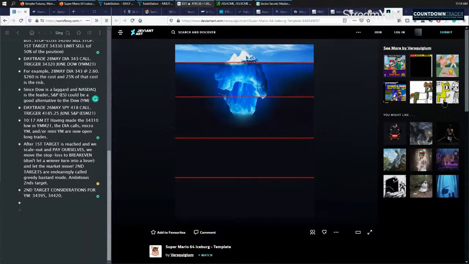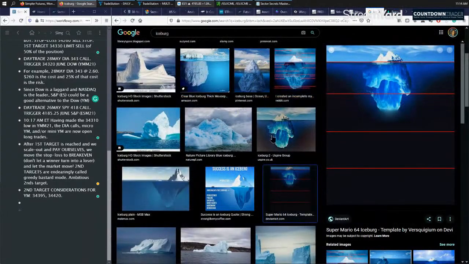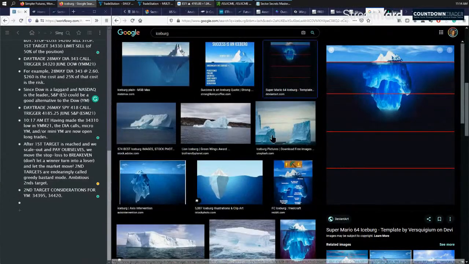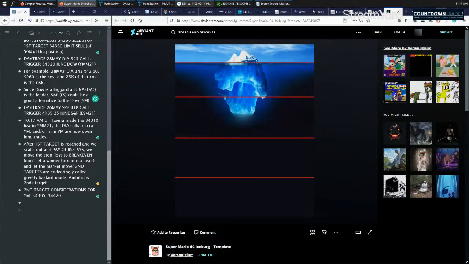I like that image a lot. That's a great image. I like the way they scaled it. I love the way they scaled it. I need to keep that image. That's a great image. All right.